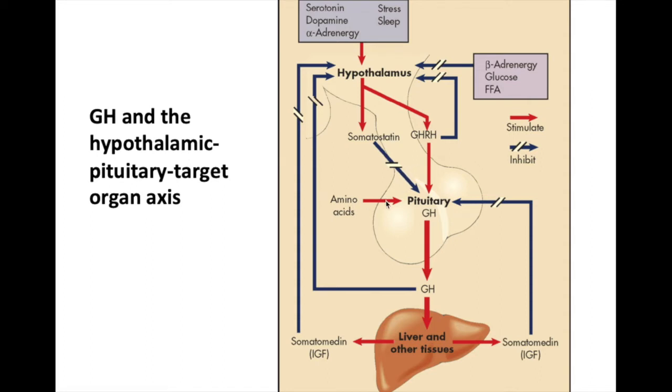Also notice that amino acids will stimulate growth hormone release directly from the pituitary. And then we can see both long and short loop feedbacks, as growth hormone will inhibit GHRH from the hypothalamus, and somatomedin or IGF will inhibit GHRH from the hypothalamus also. Somatomedin will also inhibit the release of growth hormone from the pituitary, so there are many feedback mechanisms. Notice then that glucose and free fatty acids will inhibit the release of growth hormone releasing hormone.